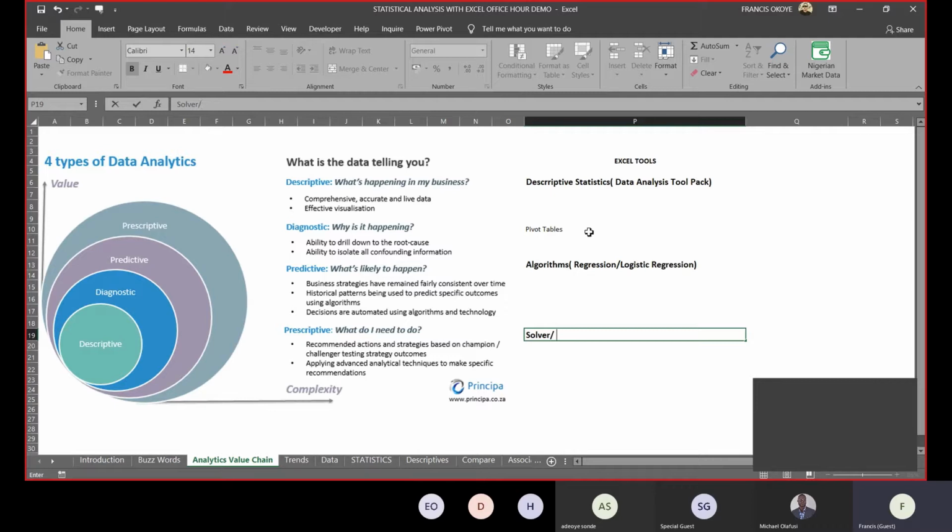And again, one way to measure uncertainty. The challenge is that when you take decisions, there's always that chance of uncertainty. So how do you measure that uncertainty? We now talk about Monte Carlo simulation.